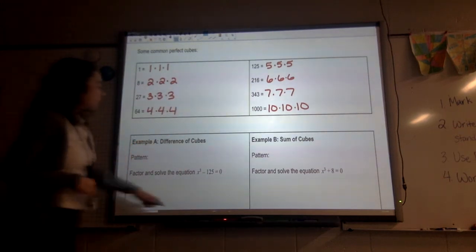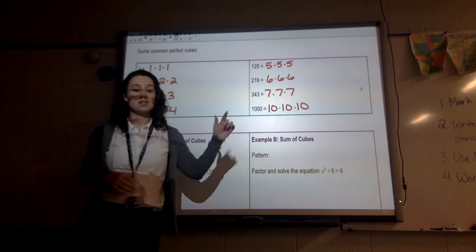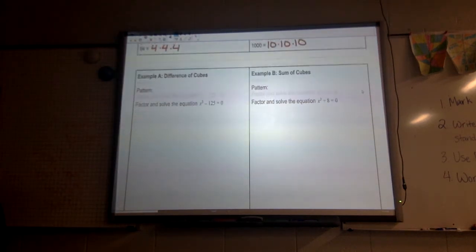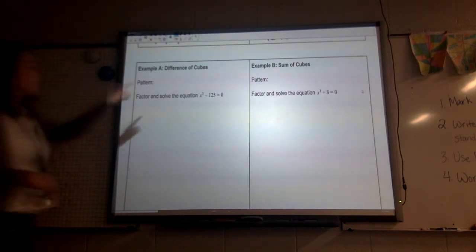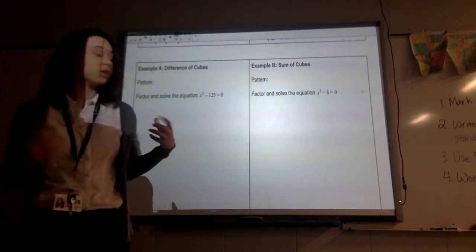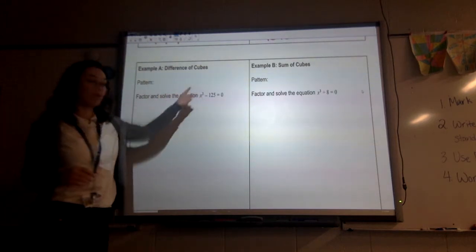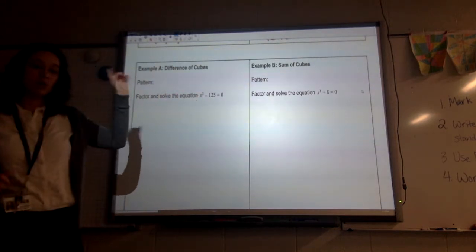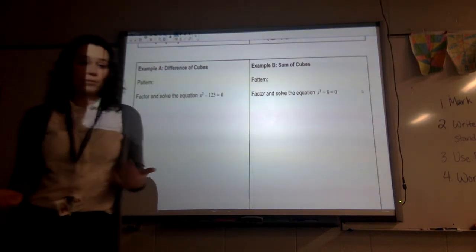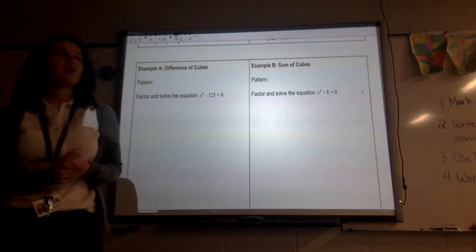Okay? So let's talk about what I do when I see these numbers in equations. So for example A, I notice I've got an x cubed here, so that should make some bells go off in my head that I'm dealing with cubics. I also notice I have a 125. Well, if you go look at the list we just made, 125 is a perfect cube. Okay? So here's what I want you to think about.